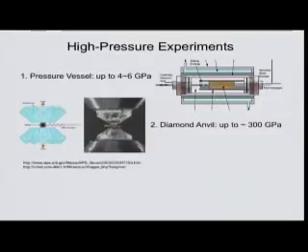Another option is to use diamonds. If you have two diamonds, or multiple diamonds, and you have a tiny sample between them, we can squeeze it very well and get up to about 300 gigapascals. That would get us into the inner core. Not quite to the center of the Earth, and people are working on increasing that, but we can definitely get up to the inner core.